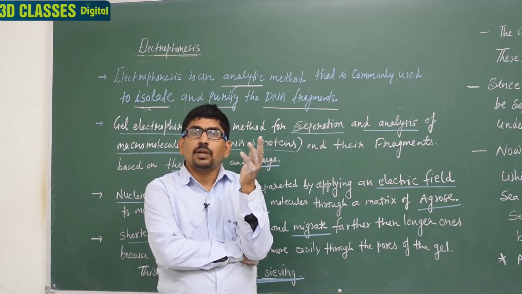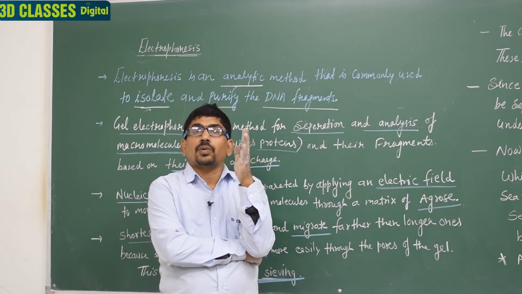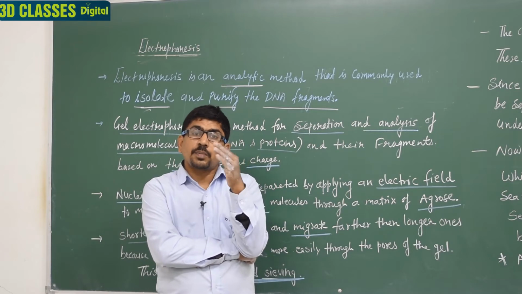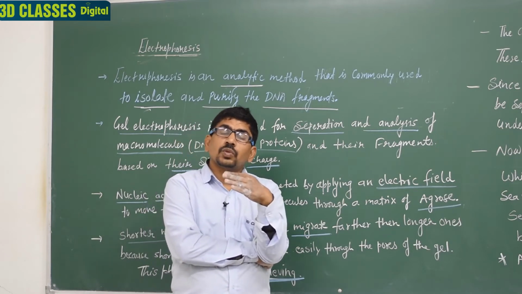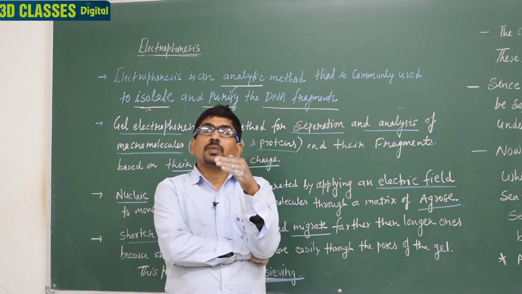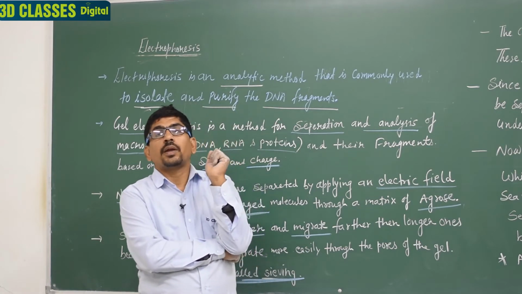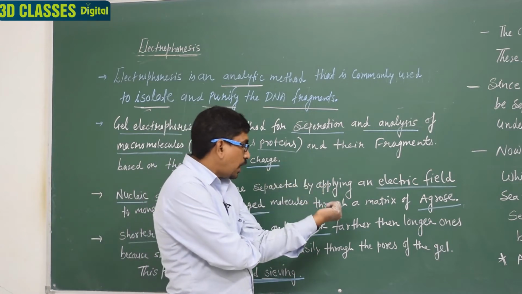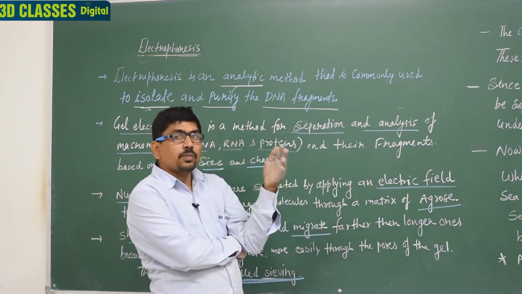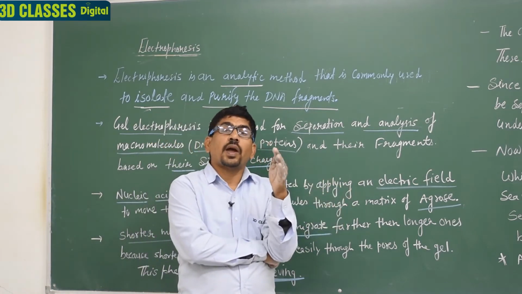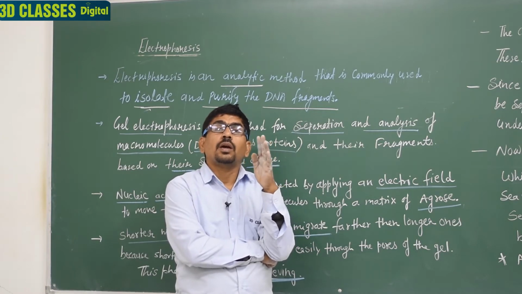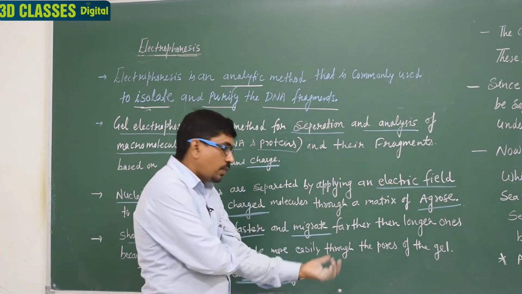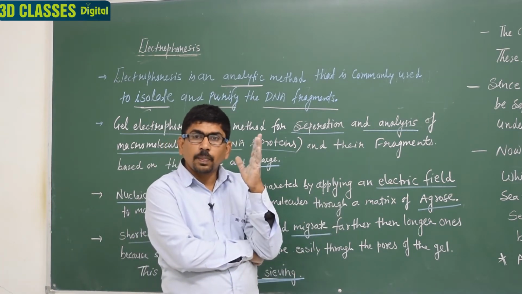सेम कंडीशन here. Because the gel contains pores and these pores are equal in size, the larger segments do not move in these pores and the small segments easily move and migrate through these pores. Clear? So, agarose gel provides the sieving effect for the DNA molecules and this phenomenon is known as sieving. Clear? Okay.